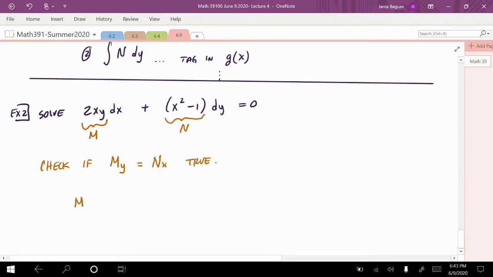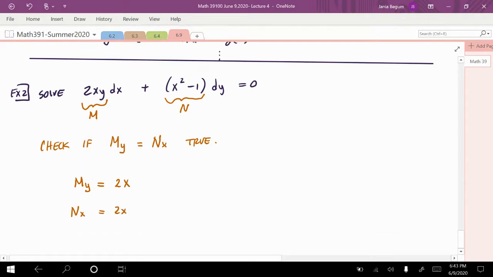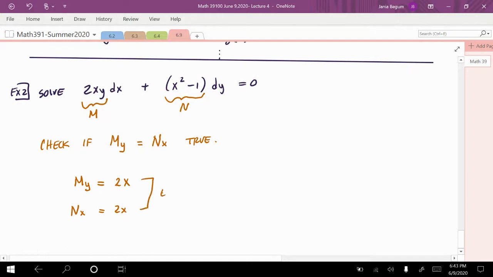So let's do that. I take m, which is 2xy, and I'm going to take its partial with respect to y. So if I take partial with respect to y, I get 2x. Now let's take n and take its partial with respect to x. We get 2x. So we see that the mixed partials are equal, right? So we can say that it is exact. Okay, so we have shown that the equation is exact. Now we can use the method of exact.